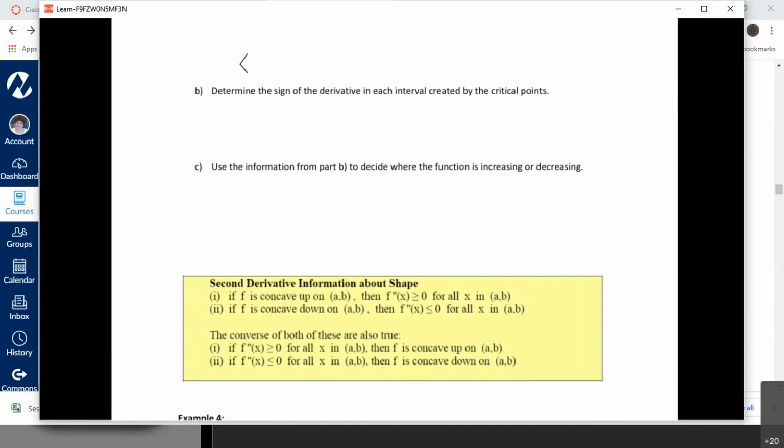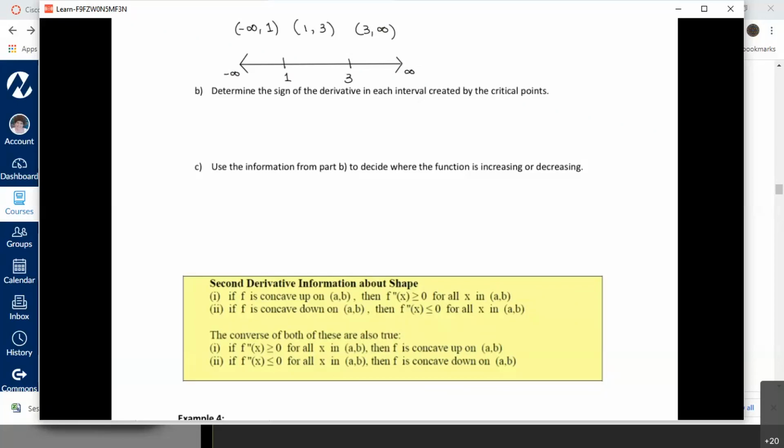Well, let's put our critical numbers here. I've got 1 and I've got 3. That divides the number line into 3 intervals. This is my number line. I have negative infinity up to but not including 1, I have 1 to 3, and I have 3 to positive infinity. Those are my intervals.